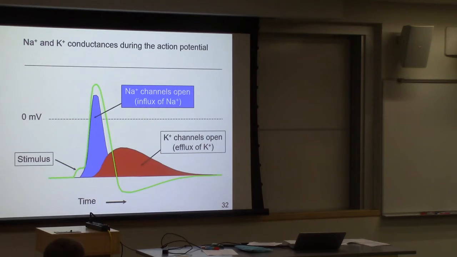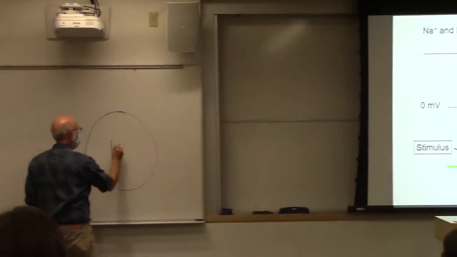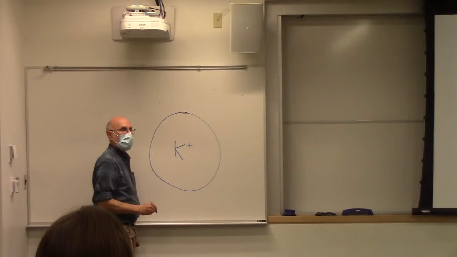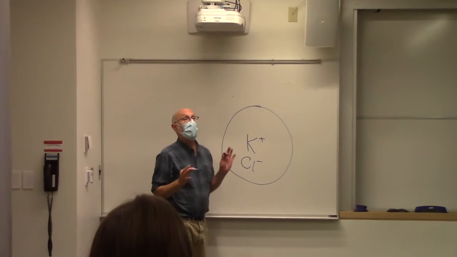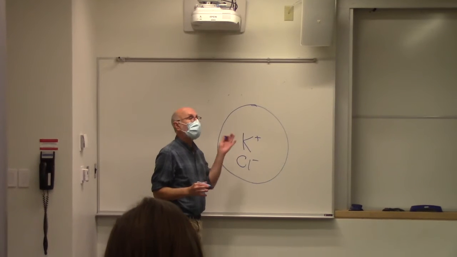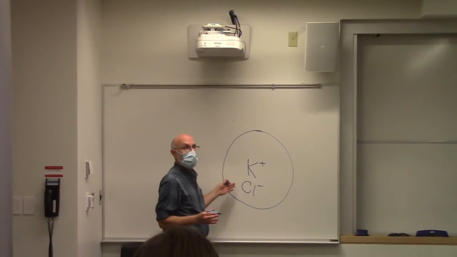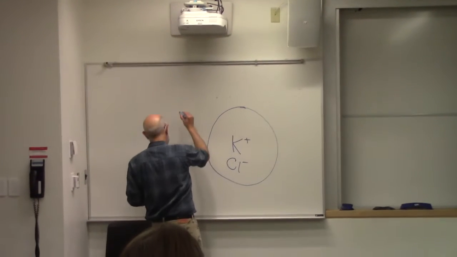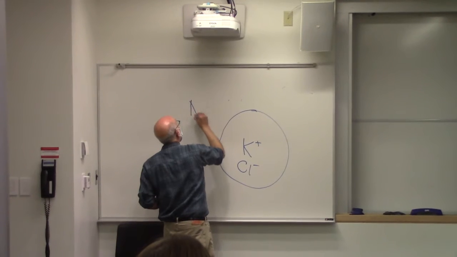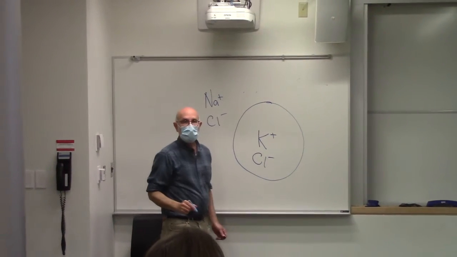Let's do that over here. We have a high concentration of potassium chloride. This is ultra simple, oversimplified. High concentration of potassium chloride inside the cell, and a high concentration of sodium chloride outside the cell.